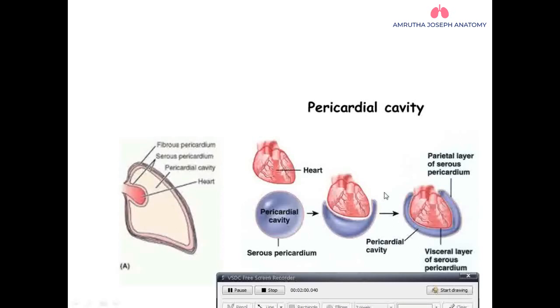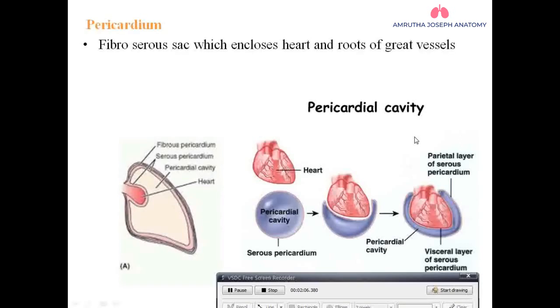Now let's see the pericardium in detail. So it is a fibroserous sac. Whatever I just said, giving an example of a balloon, that is serous pericardium. So serous pericardium is deeper. Just outside that there is another pericardium, which is fibrous pericardium. So altogether it forms fibroserous pericardium.